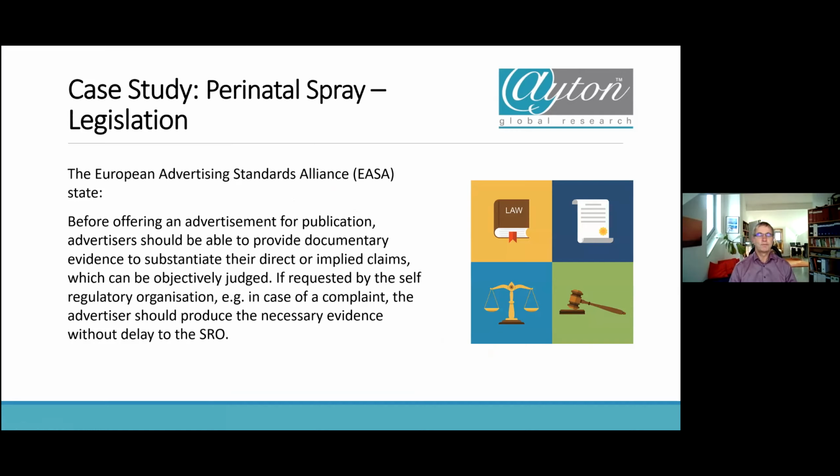But again, I wanted to bring it back to the legislation, and this is from the EASA. And as we mentioned earlier, that is not affected by Brexit. It's very much a European organisation, and the UK and lots of European countries and EU countries are still a part of that. So what they're really saying about claims in particular is that advertisers should always have their evidence ready to be objectively judged. They always need to have their claims substantiated before putting their products out there, before putting those claims out there.